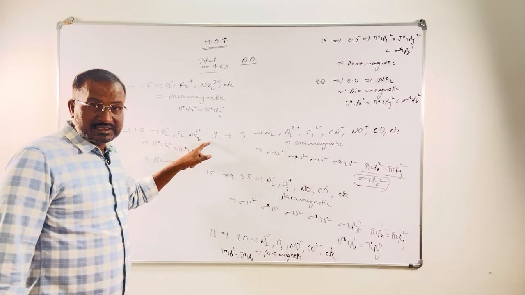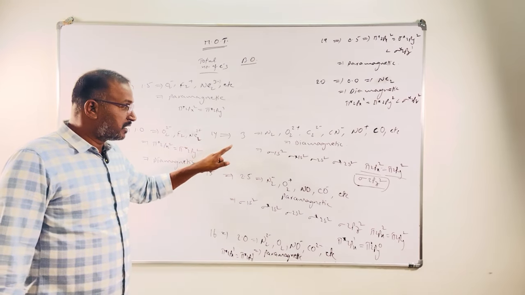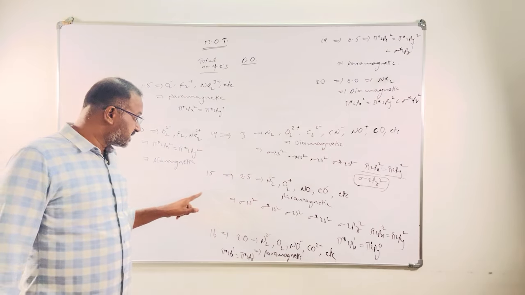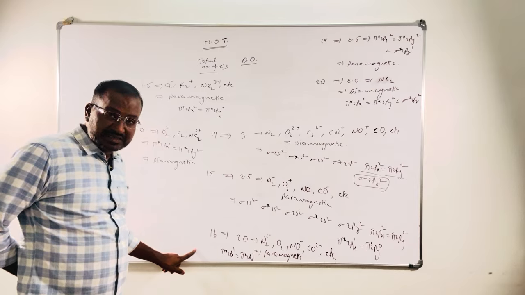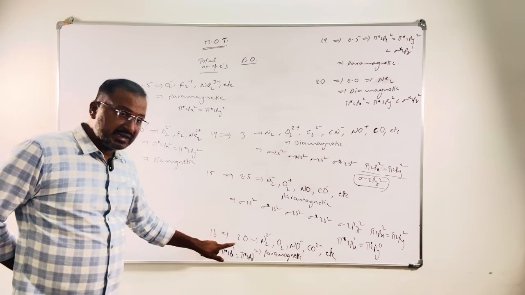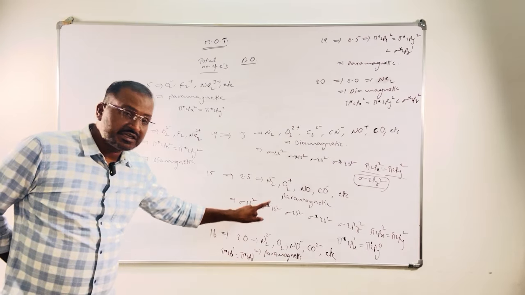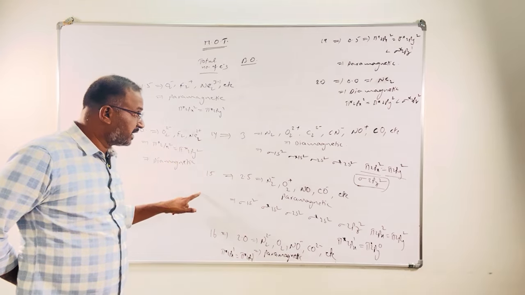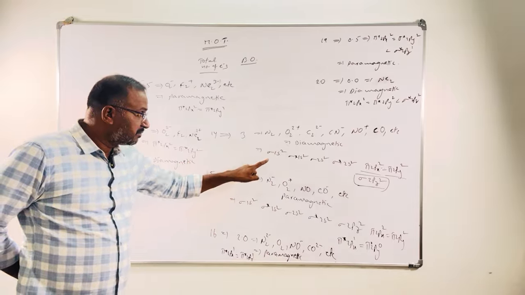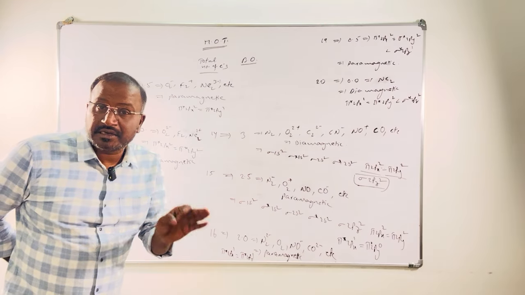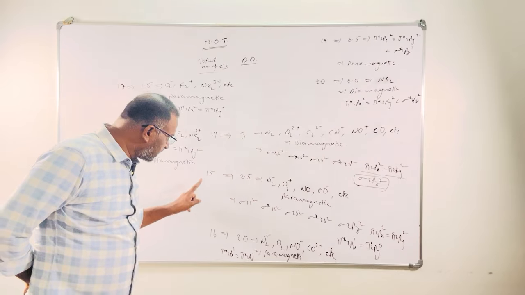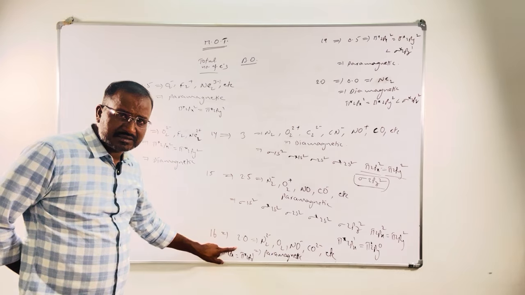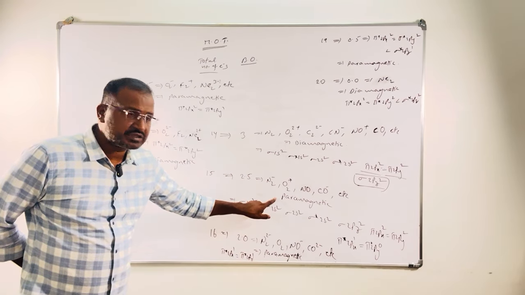If the electrons are increased from 14 to 15, bond order will be decreased, magnetic nature will be changed, from diamagnetic to paramagnetic. If it is changing from 15 to 16, bond order will be decreased, magnetic nature will not be changed. If electrons are changing from 15 to 16, bond order decreases, magnetic nature does not change.